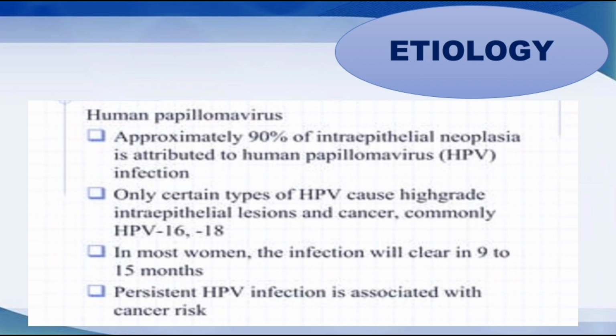Etiology. Approximately 90% of intraepithelial neoplasia is attributed to human papillomavirus infection. Only certain types of HPV cause high grade intraepithelial lesions and cancer, commonly HPV 16 and HPV 18. In most women, the infection will clear in 9 to 15 months. Persistent HPV infection is associated with cancer risk.